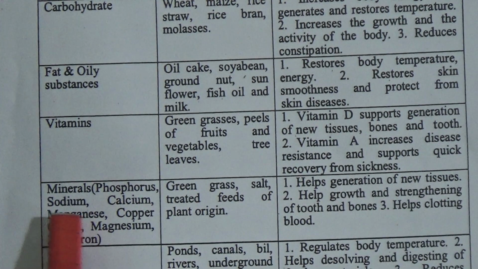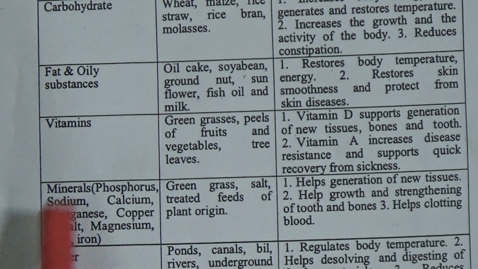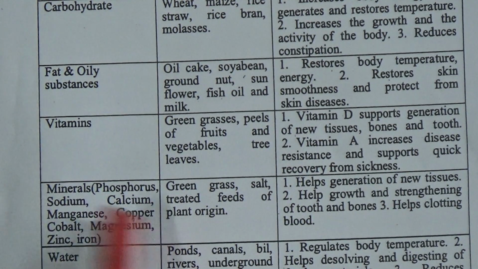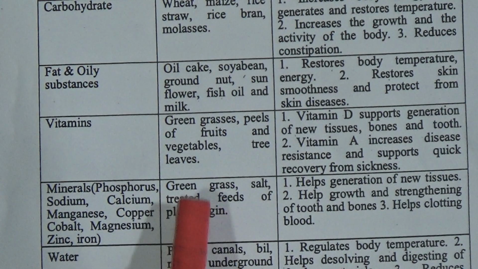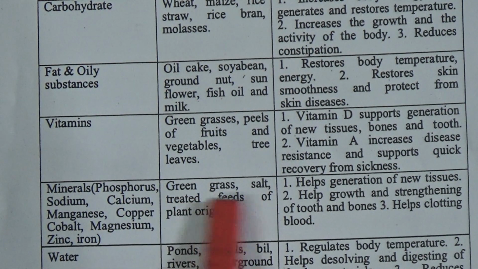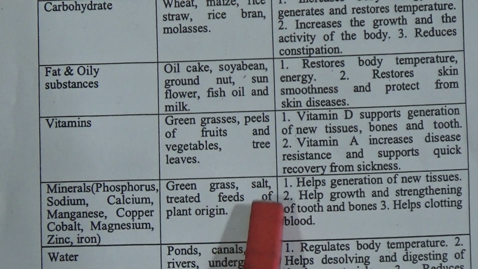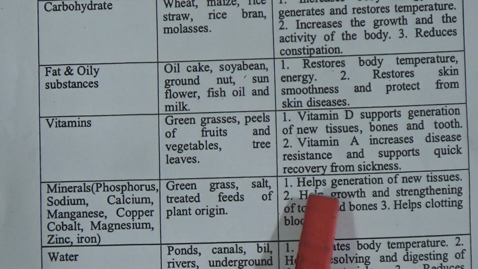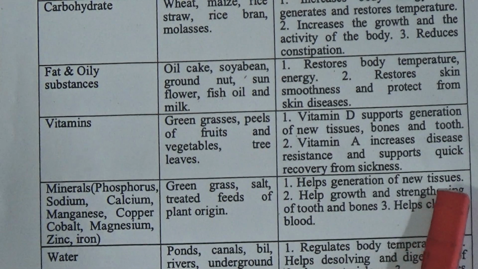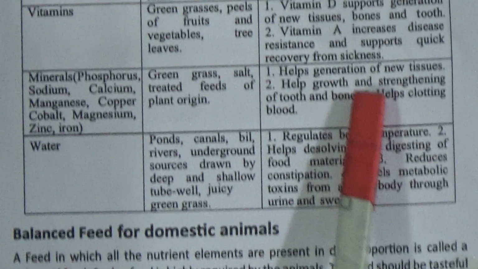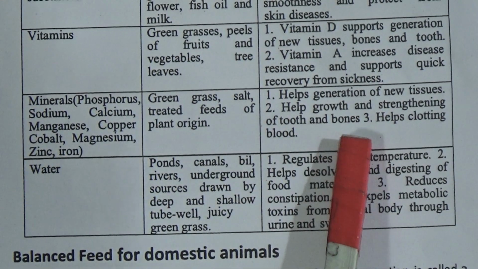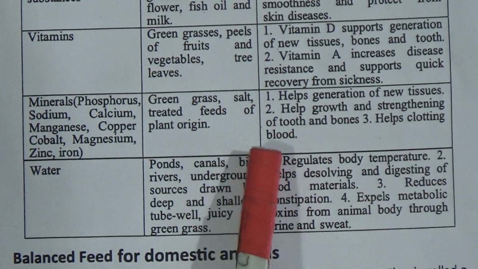Then nutrient minerals, that is phosphorus, sodium, calcium, manganese, copper, cobalt, magnesium, zinc, iron. We can get these from green grass, salt, treated feeds of plant origin. This helps generation of new tissues, helps growth and strengthening of teeth and bones, helps clotting blood.